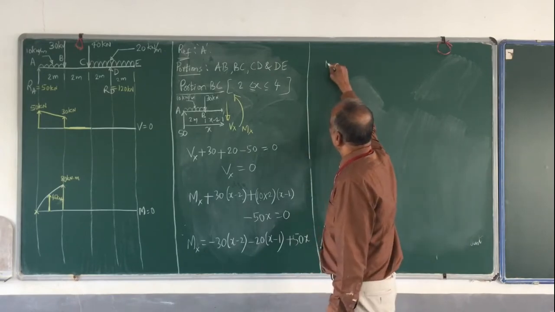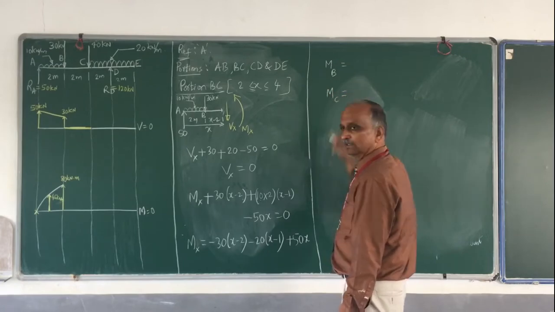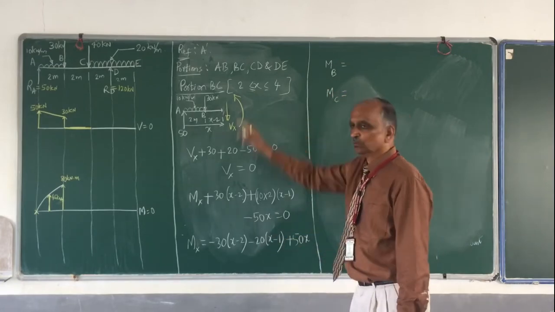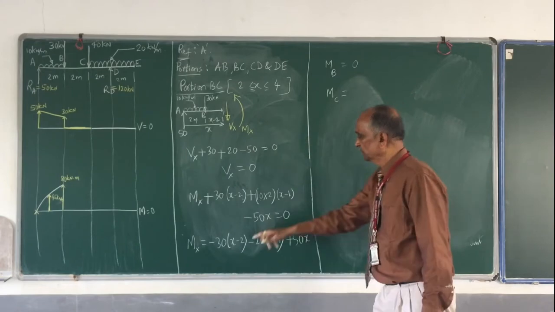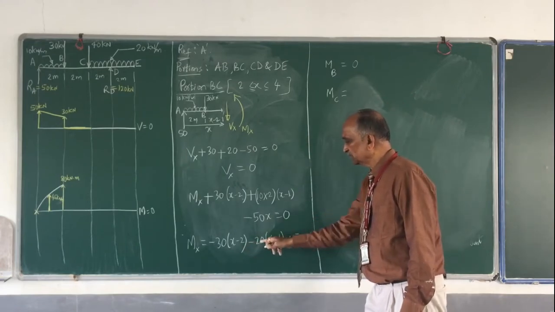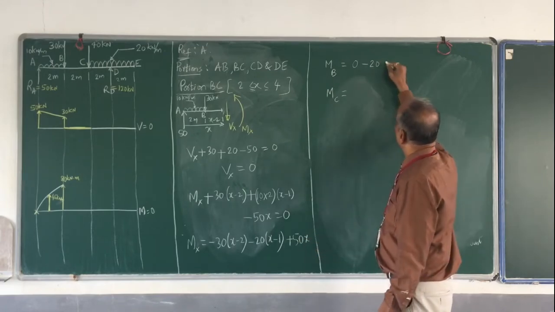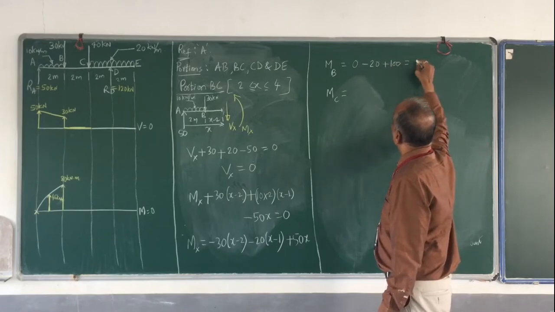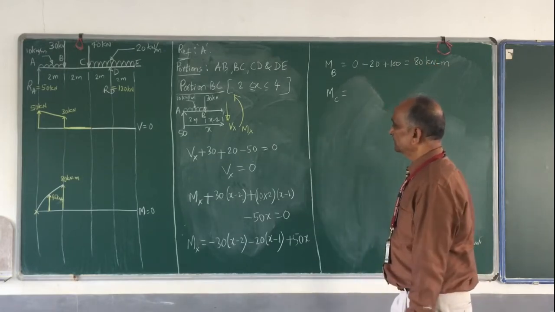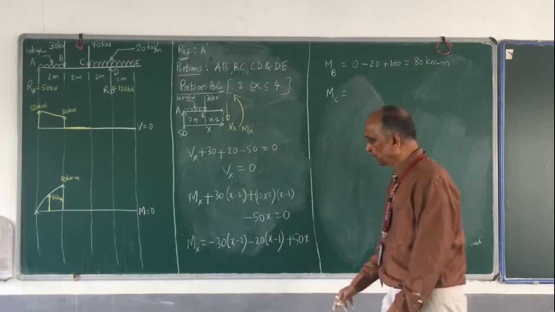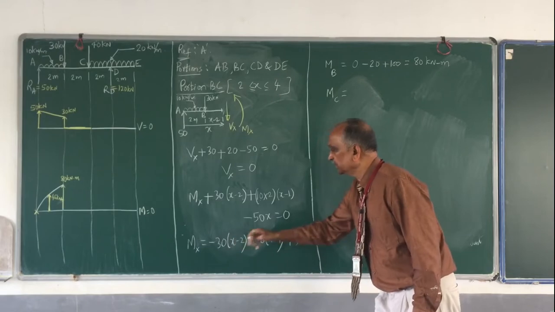So for straight line variation, 2 points are sufficient: the bending moment at B and the bending moment at C. So for B, x value is 2. Substitute x equal to 2. The first term is 0. With x equal to 2, 2 minus 1 is 1, 1 into minus 20 is minus 20. Then x equal to 2, 50 into 2 is 100. 100 minus 20 is 80 kilonewton meter. Similarly, bending moment at C. For that, substitute x equal to 4. 4 minus 2 is 2. 2 into 30 is minus 60.